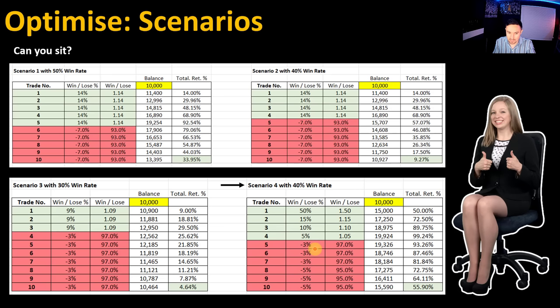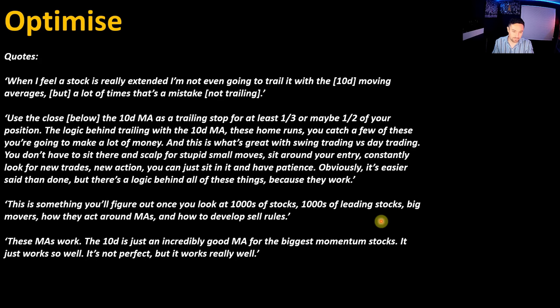Here's the math, here's why it's really important. A couple of quotes, two slides on quotes, which hopefully help illustrate this point. When I feel a stock is getting extended, I'm not going to wait to trail it with the 10-day moving average, but a lot of times that's actually a mistake. You may have heard QULLAMAGGIE talk on podcasts, chatting with traders. He found that sometimes he thinks he can outsmart his moving averages, but he says oftentimes it's a mistake. I should have just stuck with the 10-day moving average rule.